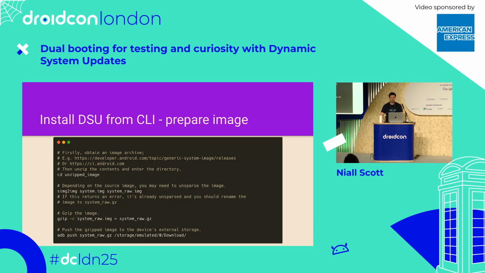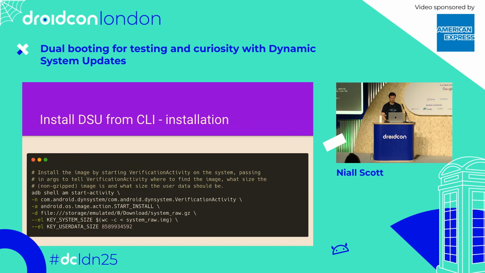And then before we can send the image to the device, it needs to be gzipped. Once it's gzipped, we can then use adb push to send the image to the device's external storage. VerificationActivity is an activity on the system which is used to install DSUs. So to install the image that we've just pushed, we use the adb command that's shown here to start VerificationActivity, passing in the start install action and passing in these arguments as intent extras to tell it where to find the gzip system image, the size of the non-gzipped system image, because it wants to know the un-gzipped size, and what size the user data storage is supposed to be.